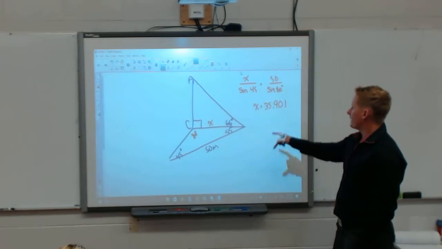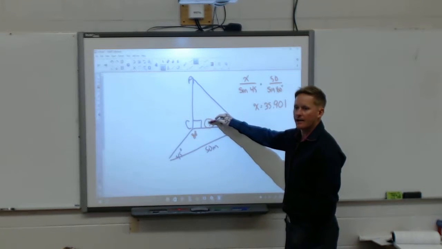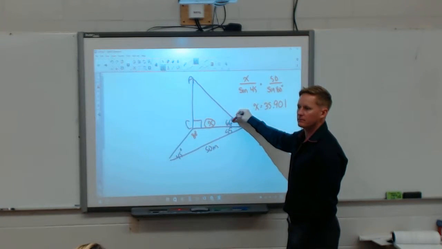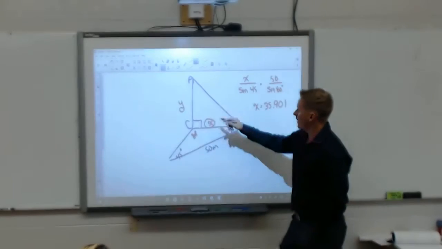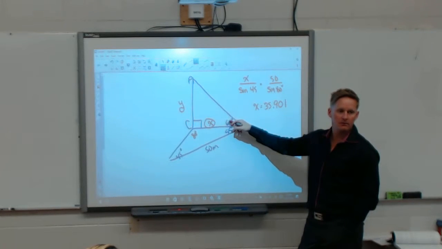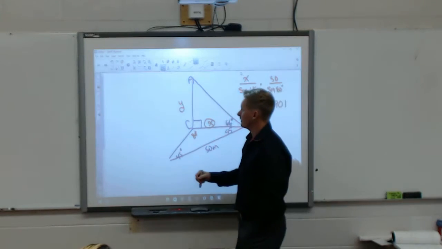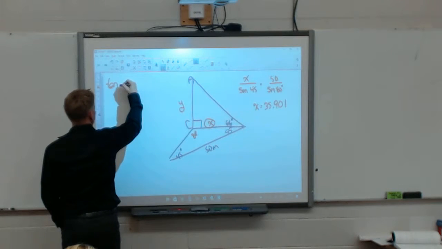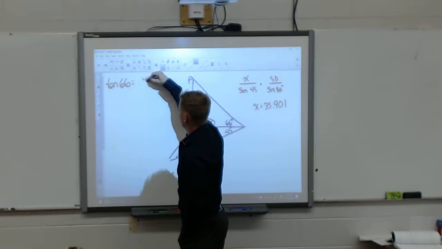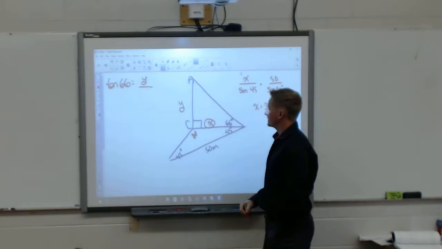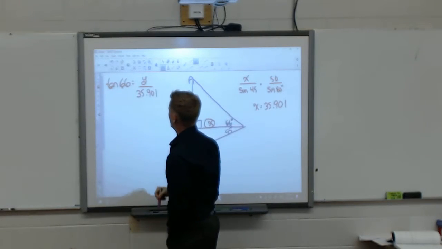Okay. So now that I have this side right here, where is this side in relation to that angle? Adjacent to it. I want to find out this measure right here. Where is this side in relation to this angle? Opposite. So what's opposite and adjacent? Which trig function? Tangent. So I'm going to use the tan of 66 is equal to the side opposite, which is y, over the side adjacent, which is 35.901.